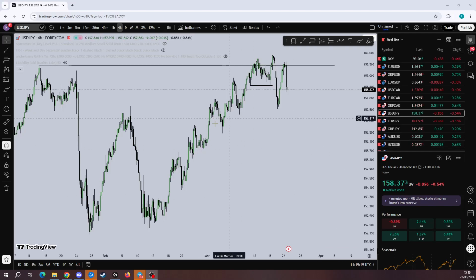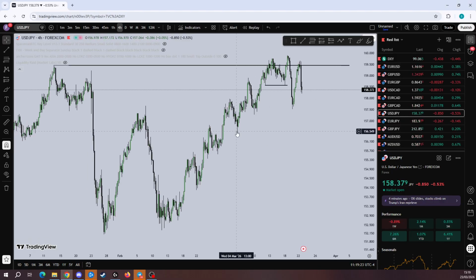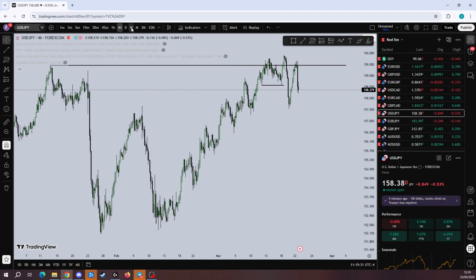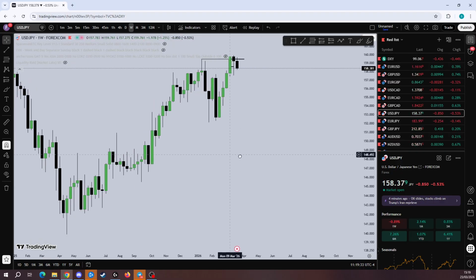Alright, cool. So we'll do the trade breakdowns for the two trades that I've taken last week. I've taken a USD JPY short, and then I also took a Euro USD short. So yeah, we'll go over both trades. We start off on UJ on a weekly time frame.